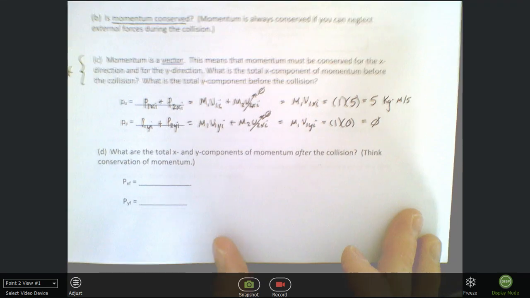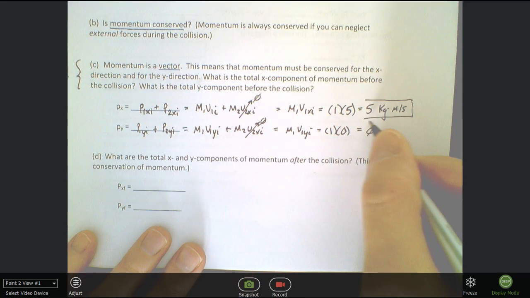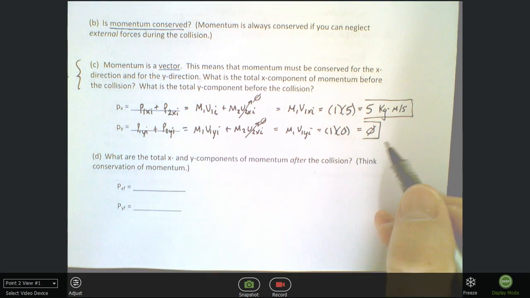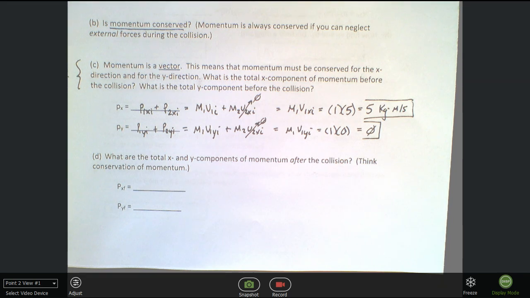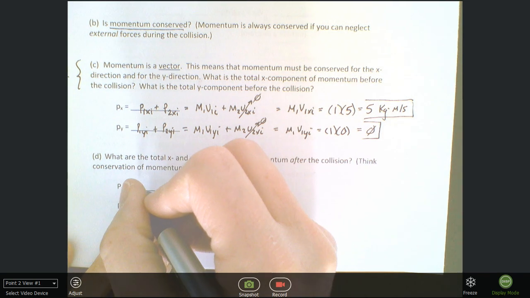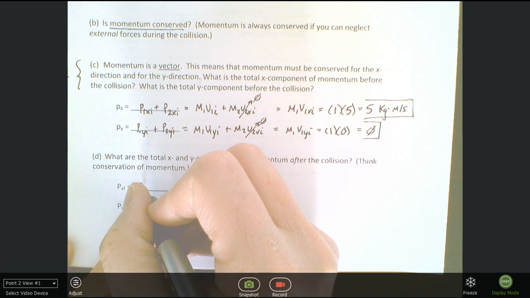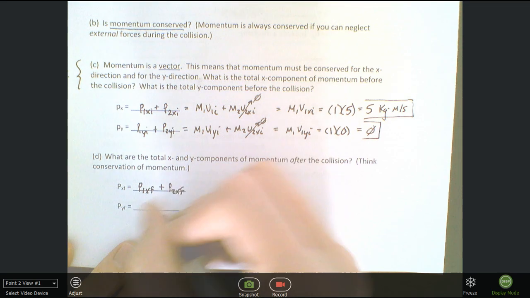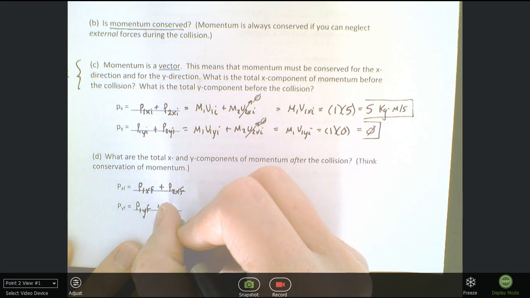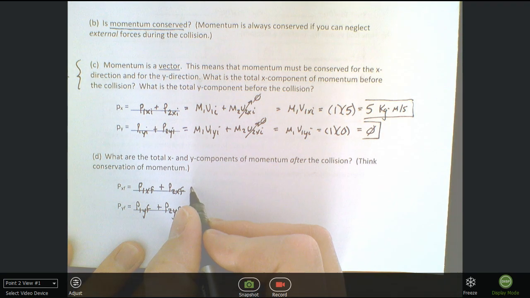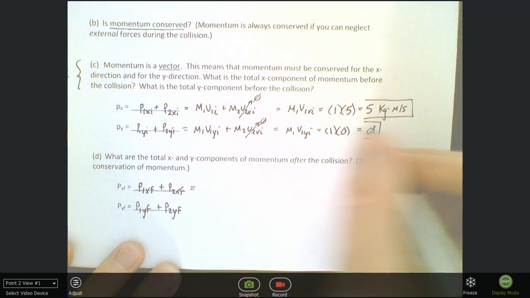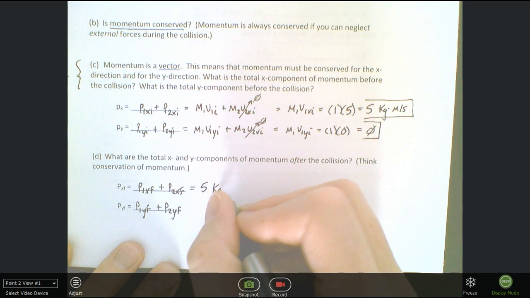Okay. How does this help us? Well, since there is only an x momentum before they collide of 5 kilogram meters per second in the x and 0 in the y, the momentum must be conserved in both of those directions. So that means, what is the total x and total y components of the momentum after the collision? And I wrote here, think about conservation of momentum. Well, clearly the final total x momentum is going to be P1xf plus P2xf, and the final total y momentum is P1yf plus P2yf, okay? And we don't even care what P1xf and P2xf are, what the final momentums are of those two objects, because we know that since momentum's conserved, it better equal 5 kilogram meters per second.